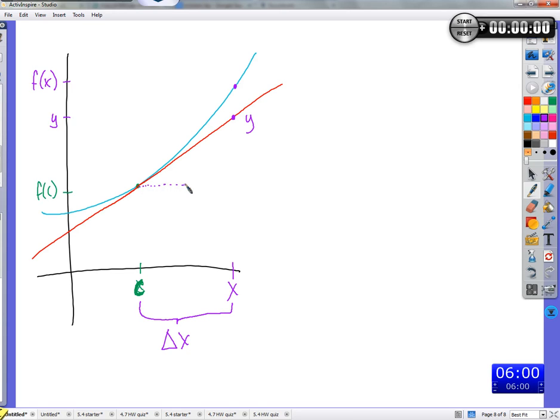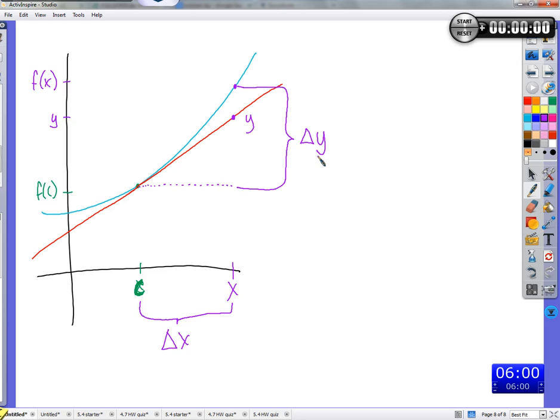So here is the y value of c, the value of f of c. What do you think that distance might be called? Now we can approximate the actual y value of the function, or almost equivalently, it's going to give us the same information. We can compare the actual change in y from here to there, or the approximate change in y using the tangent line.